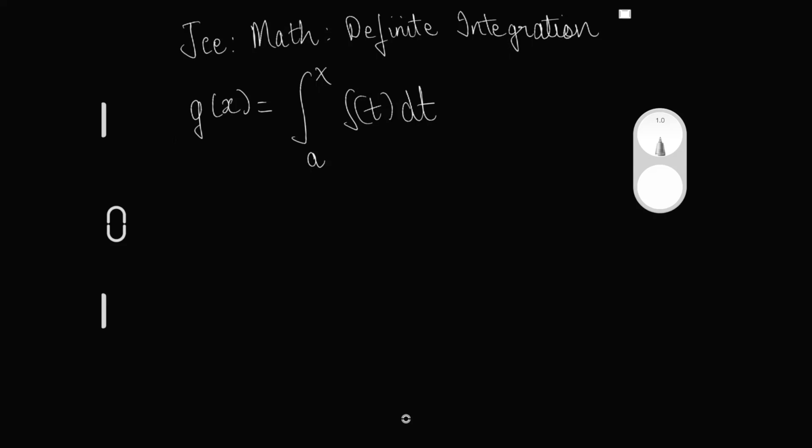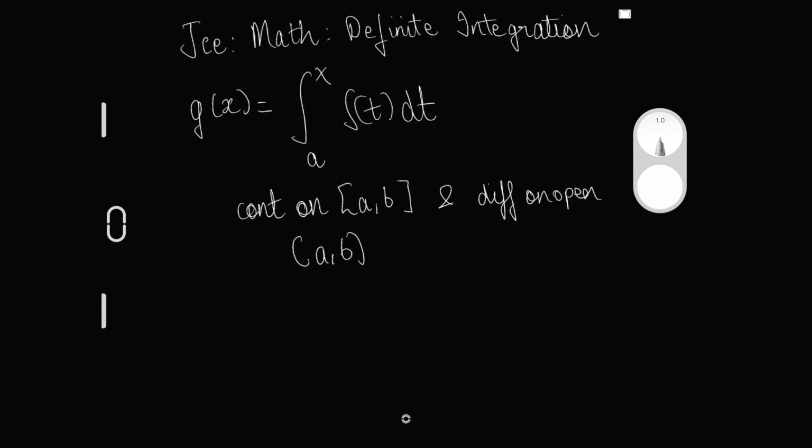Now if f is continuous on closed interval a comma b and differentiable on open interval a comma b, then g dash of x is equal to f of x. That is the first fundamental theorem of calculus.